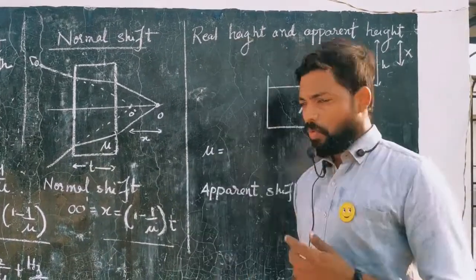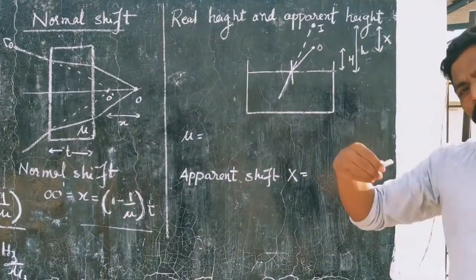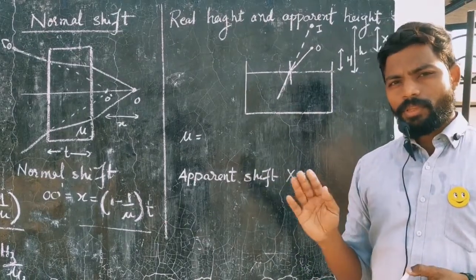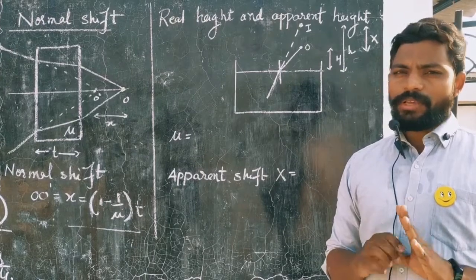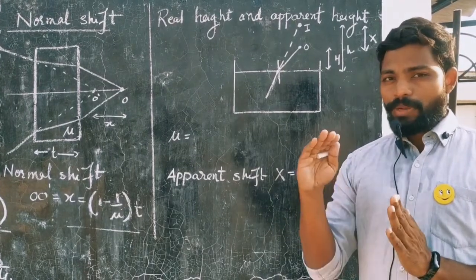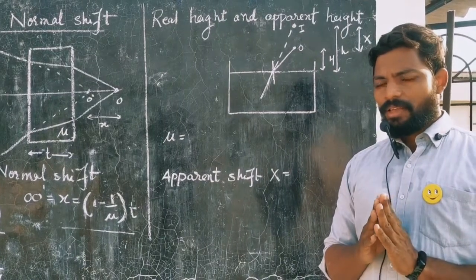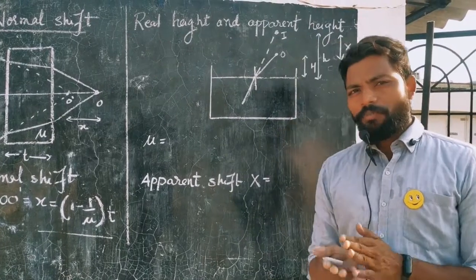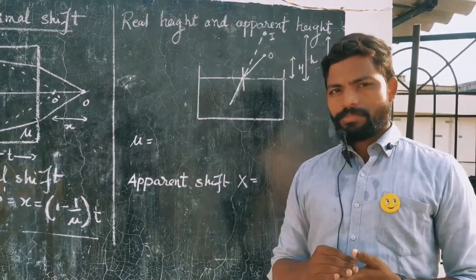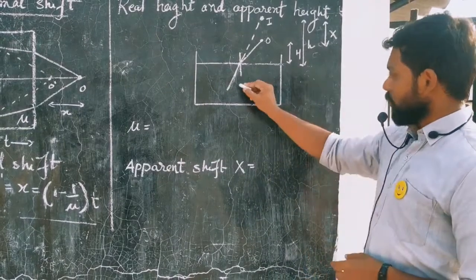Then we'll move on now to the concept of real height and apparent height. Earlier we have learned the concept of real depth and apparent depth. There we were talking about depths when people are watching from outside the water. Now let us say somebody is watching from inside. For example, a fish is watching a bird which is at a certain height. A fish, let us say it is inside.